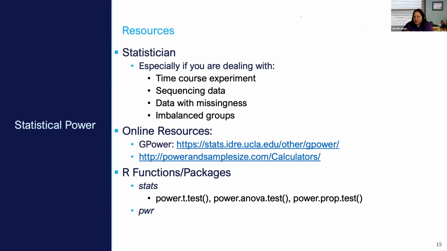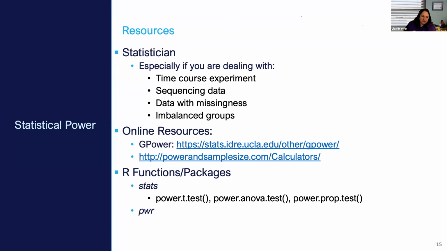If you're in a very typical experimental design, I've listed some online resources for you here: GPower and powerandsamplesize.com. They both have calculators that will allow you to input those key quantities that I've mentioned in this talk, and will allow you to see how well your power is or how many replicates you need, depending on the inputs. And if you're familiar with R programming, there are a couple of very common packages in the stats and the PWR package that you can use.